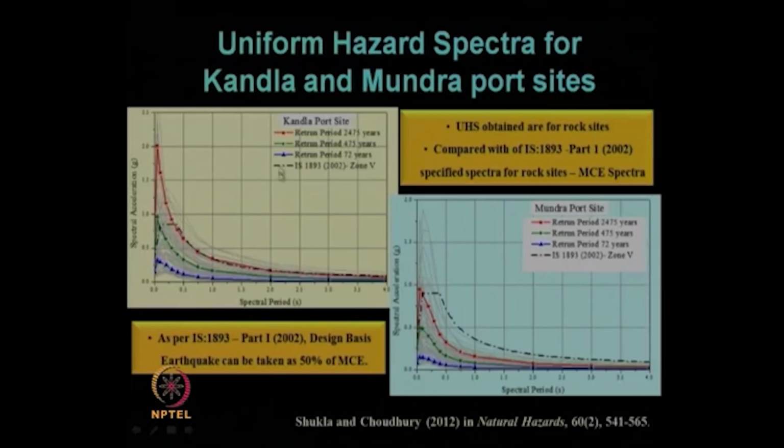So, this is the UHS, or uniform hazard spectra, which we have already seen for different return periods of 2475, 975 and 475 years, and we have compared that with the IS code recommendation for zone 5 when we are talking about Kandla port, which is in seismic zone 5 as per the IS code. As we have mentioned, the IS code value is matching close to our return period of 475 years.